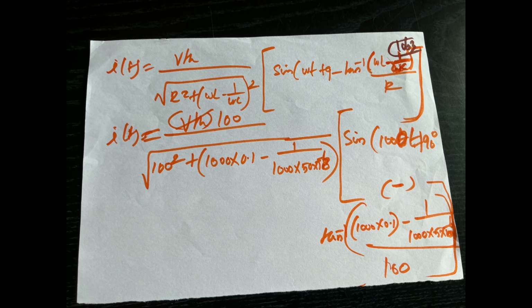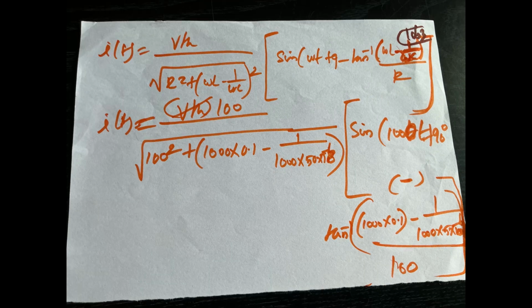The sinusoidal formula is i steady state is equal to Vm divided by the root of R squared plus (omega L minus 1 by omega C) squared, and sine of (omega t plus phi minus tan inverse of (omega L minus 1 by omega C) divided by R). That is the RLC circuit formula.